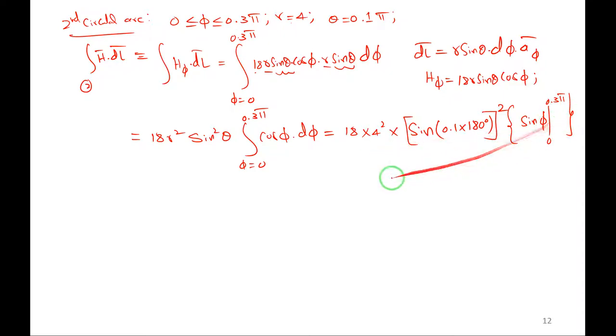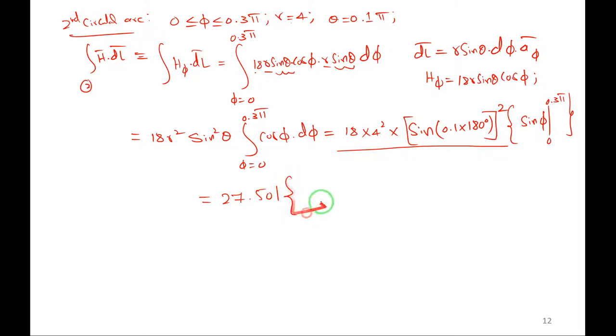So we will calculate this. First I will calculate only this part. Sine of open bracket 0.1 into 180 degree. So I am getting this angle. Then I will take the square. So 0.0954 I am getting, into 18 into 4 square, right? So I am getting it as 27.501. Only this part.